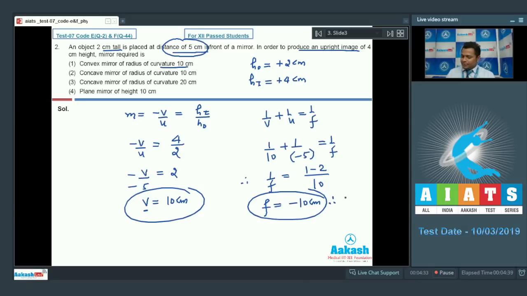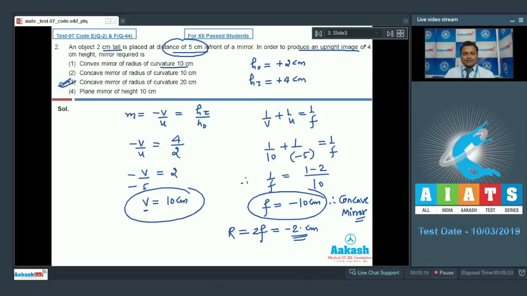Therefore, concave mirror. And the option also contains radius of curvature. So let's calculate the radius of curvature. We know that radius of curvature is twice the focal length. So 2 into F, that is minus 20 centimeter. This negative sign shows that the mirror type is concave. So the answer will be a concave mirror having radius of curvature 20 centimeter. So we'll go with option number 3.